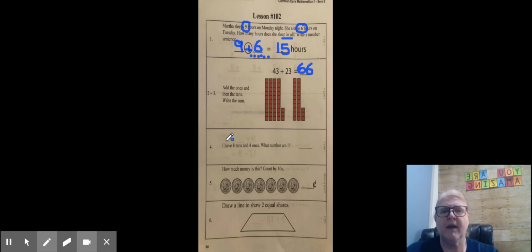Number 4. I have 8 tens and 4 ones. What number am I? So now we have to put it together. They wrote it in expanded form using words. And we just have to write it with digits in the right place. So we have to use an 8 and a 4. So 8 tens and 4 ones is written 8 tens, 4 ones equals 84.